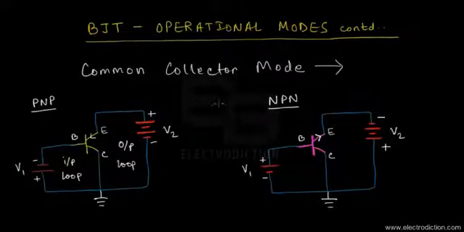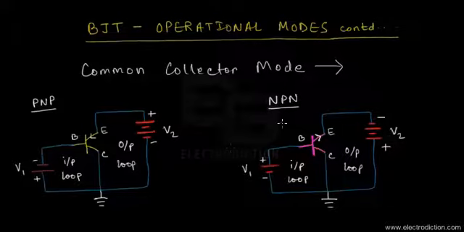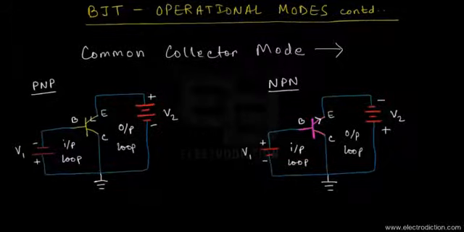It's the same case for its NPN type counterpart. Okay, so that's the basic structure of what the BJT would be like to operate in the common collector mode. Now the common collector mode has two types of characteristics which we are going to study in this particular tutorial. So let's start with the input characteristics over here.